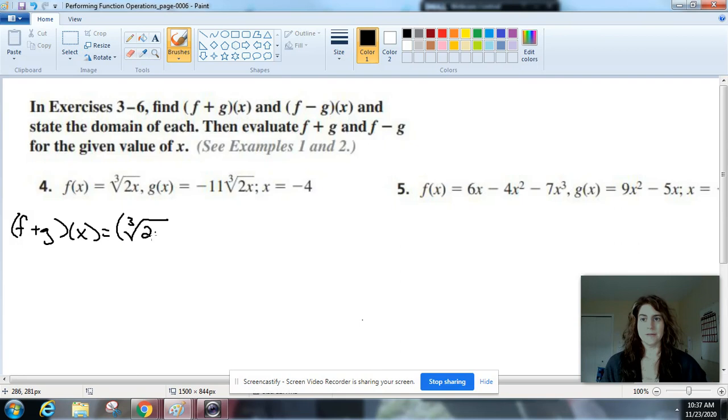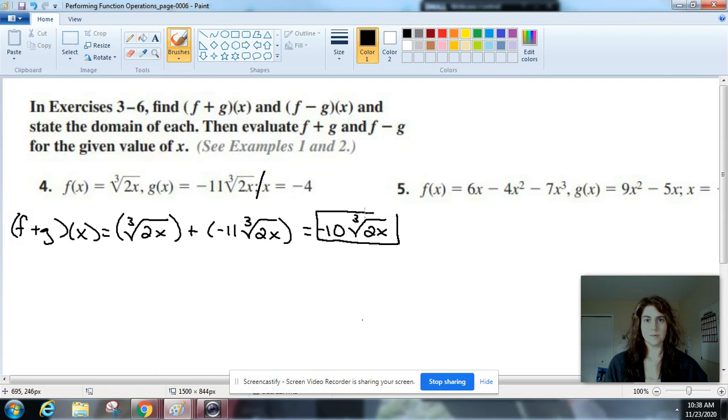So when I add the first function to the second function, okay, and we'll deal with this x equals -4 later. That's not part of it. So cube root of 2x plus a -11 cube root of 2x is a -10 cube root of 2x. Okay. From here, we also need to state our domain.